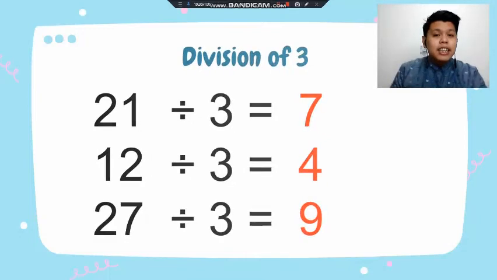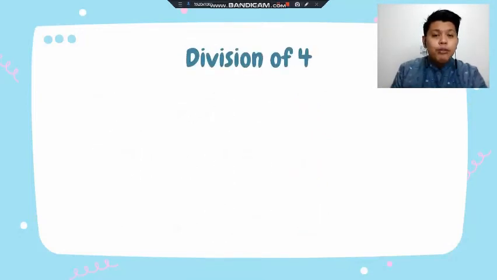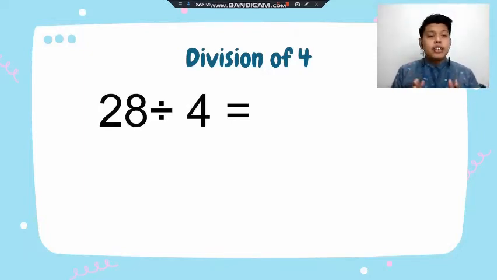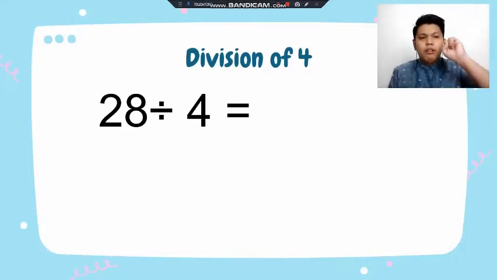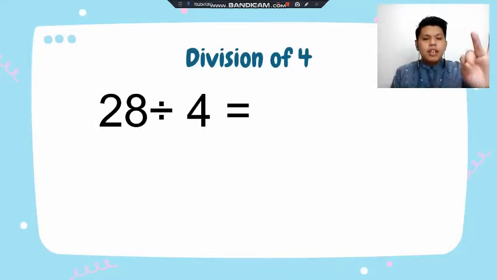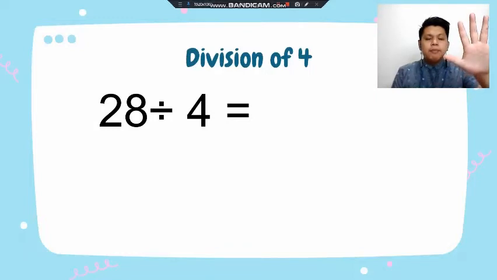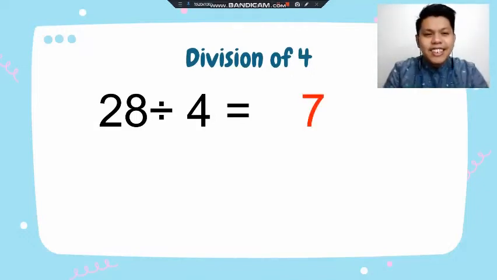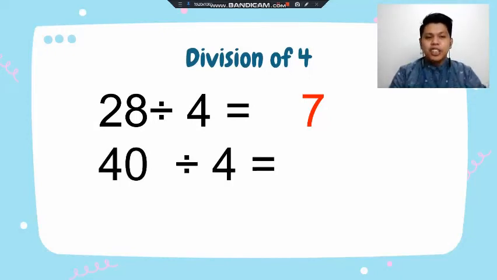Same process again with the division of 4. So again, our divisor is the multiplication table that we will use. So 28 divided by 4. 4, 8, 12, 16, 20, 24, 28. Count how many fingers? 1, 2, 3, 4, 5, 6, 7. Answer 7. Okay, your turn.